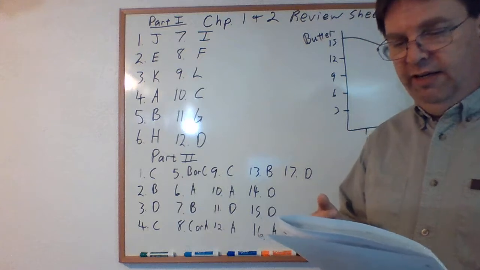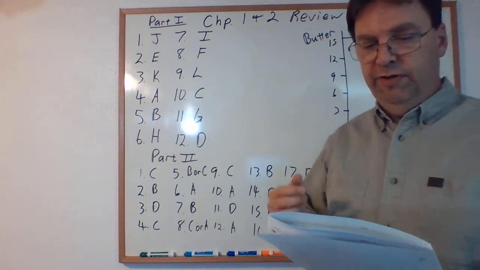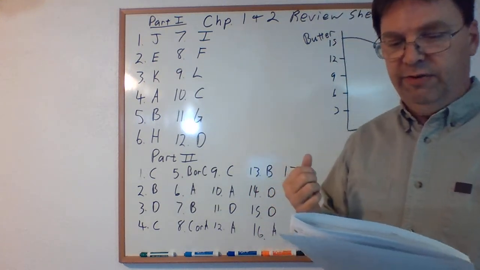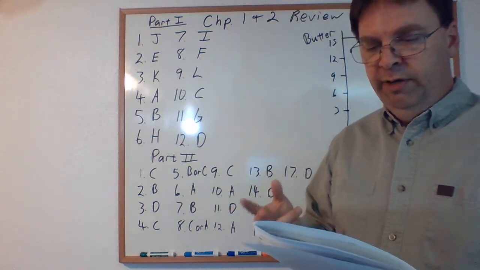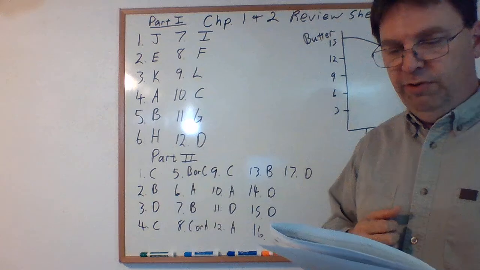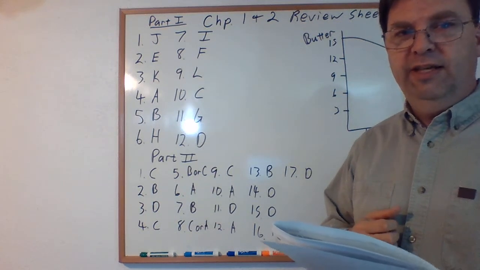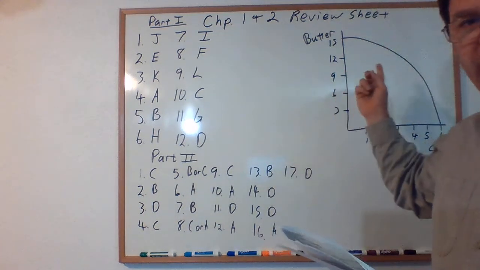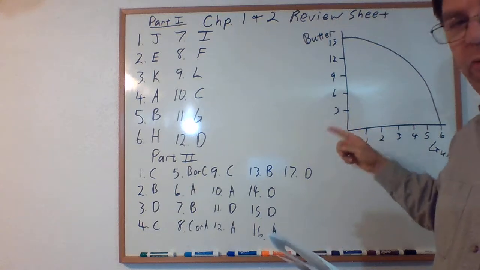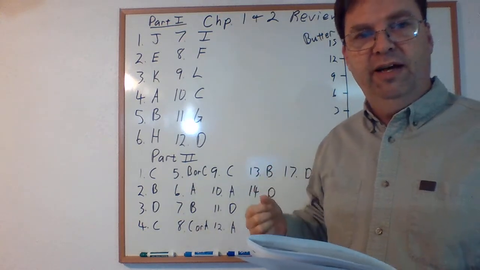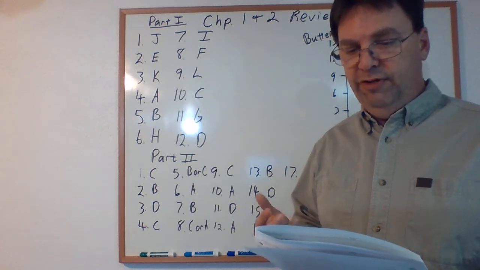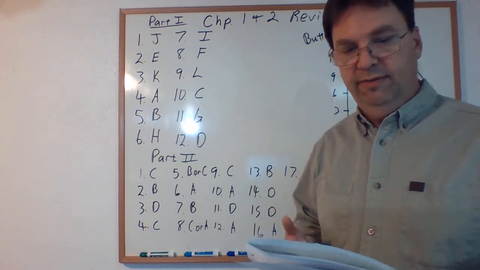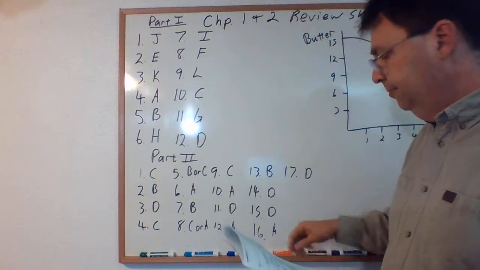Number 16, the mythical nation of Swat produces fishing rods and reels. All its factories are fully employed. The Sultan of Swat would like to produce more rods. What advice would you give him? Well, this is the classic production possibilities curve. If you want more of one thing, you got to give up some of the other because you don't have any more resources. So it's got to be A, reduce the production of fishing reels. Okay, so 16 is A.